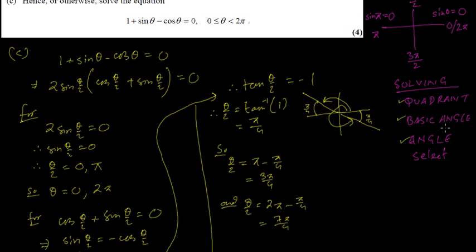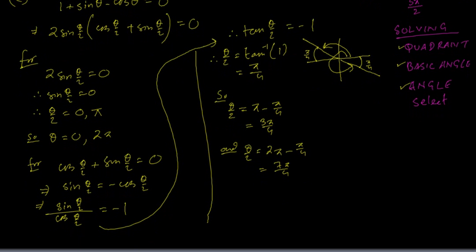So now step 3 is done. Now we have to select our answer. Now for selecting the answer, we have to find theta. Now here we have found the basic angle theta by 2. So let's check.